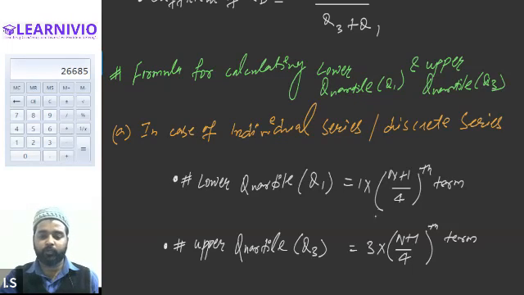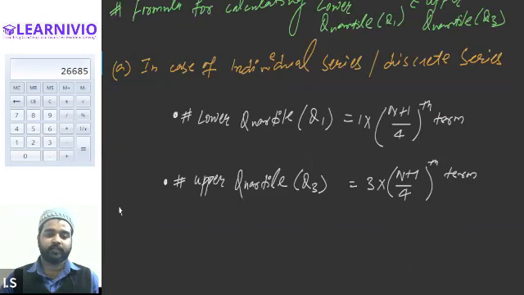And when you want to calculate the upper quartile, in that case, you will have to write 3 into n plus 1 by 4th term. Is that clear, Alexander? Yes, sir.